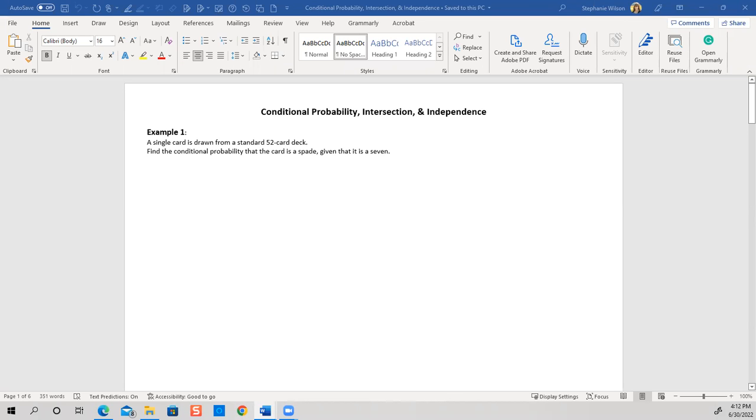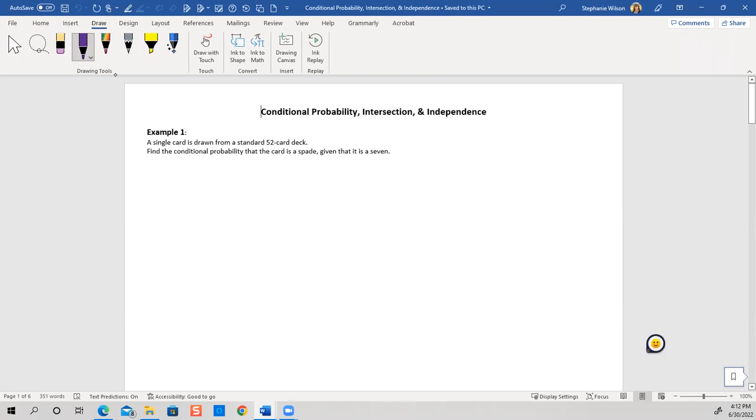Conditional probability, intersection, and independence. Example 1 says a single card is drawn from a standard 52 card deck. Find the conditional probability the card is a spade, given that it is a 7.